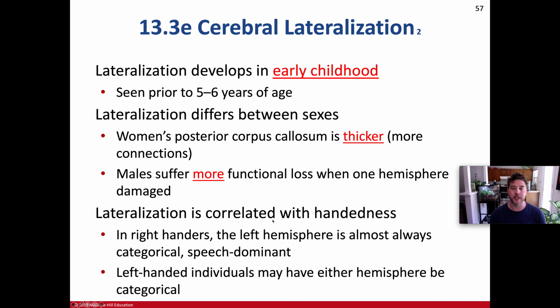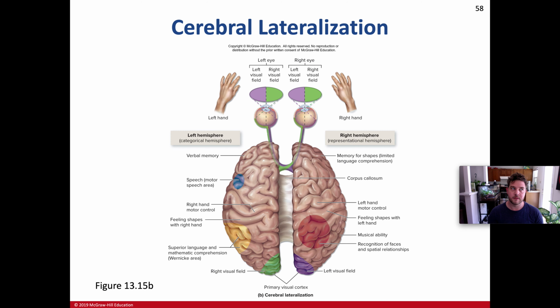Lateralization is also correlated with handedness. So are you right-handed or are you left-handed? In right-handers, the left hemisphere is almost always categorical, speech dominant, whereas in left-handed individuals, they may have either hemisphere be categorical. So it does shift. But considering that 90% of the population is right-handed, I think 95% of the population also has the same core organization.